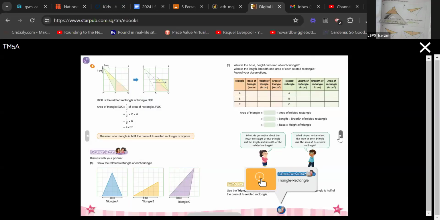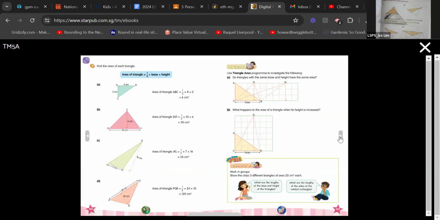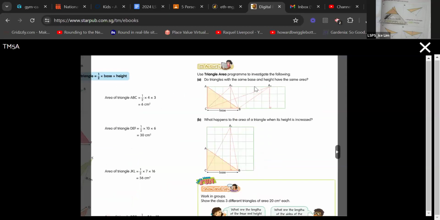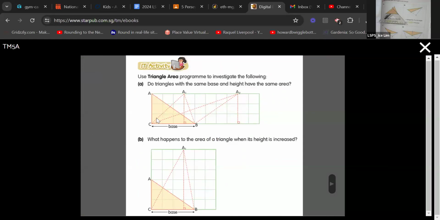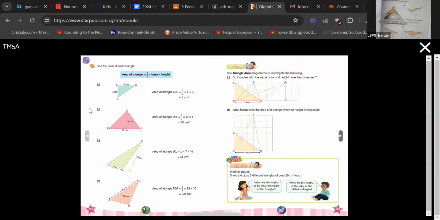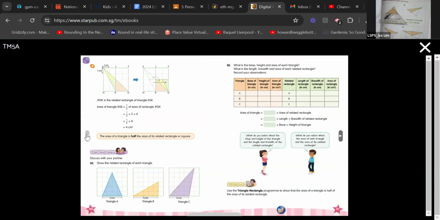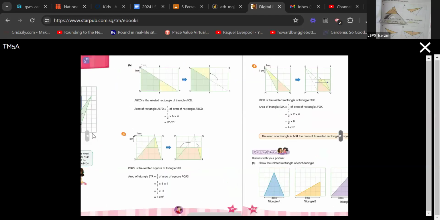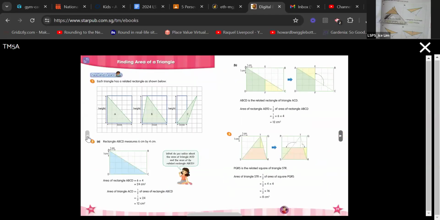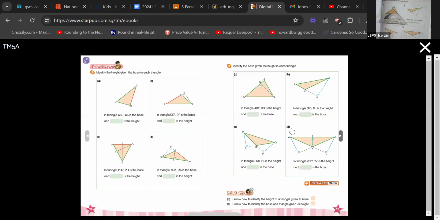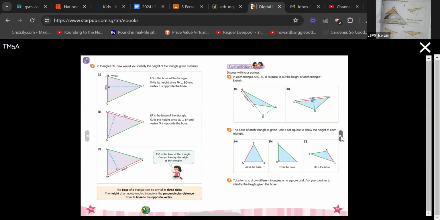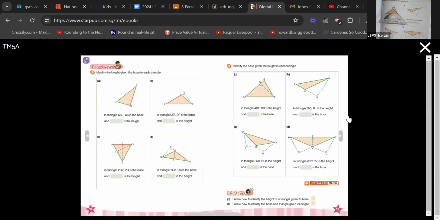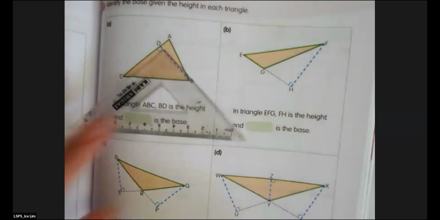Then we were looking at the other animation that you can see later: how do you see that triangles with the same base and height have the same area? But let's continue with the one here first. Our friend says this one has a square root, then how to see? Yes, set square. Okay, so I go back to stop share first.